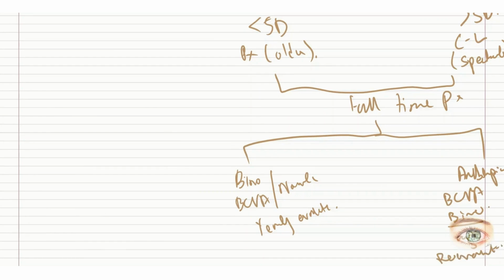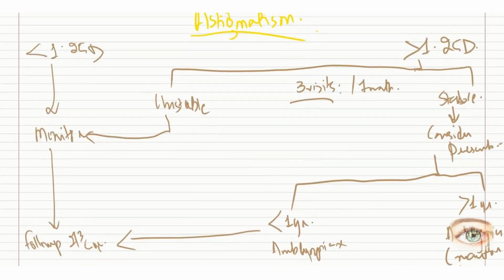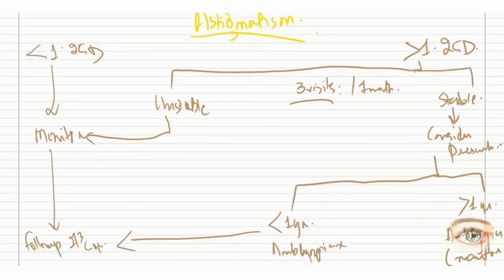Now, having a quick recap. So we are going to divide astigmatism into less than 1.25 diopters and more than 1.25 diopters. If it is less than 1.25, you will monitor and have a follow-up at 2 to 3 and 5 years. If it is greater than 1.25, you are going to see if the astigmatism is stable or unstable. If it is unstable, it is a good sign. You are going to monitor and have a follow-up at 2 to 3 and 5 years, after 3 visits of 1 month, right?